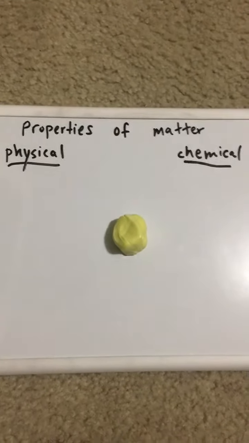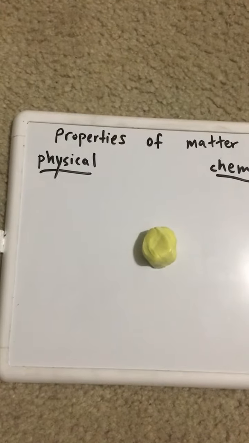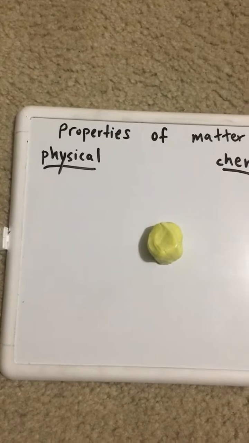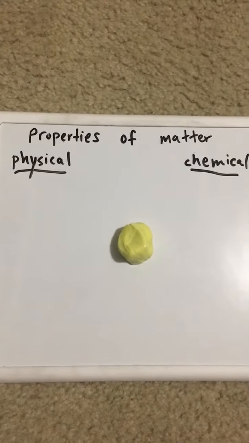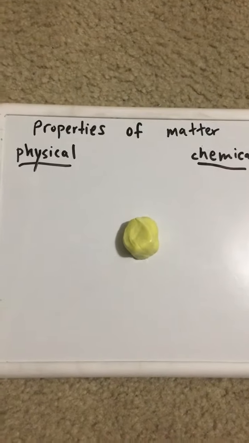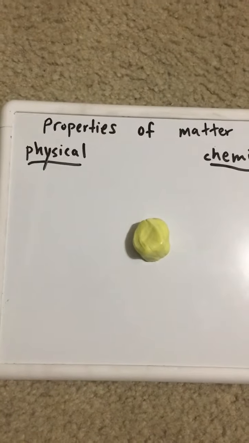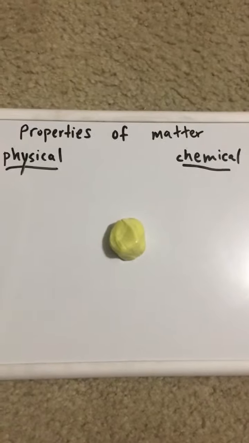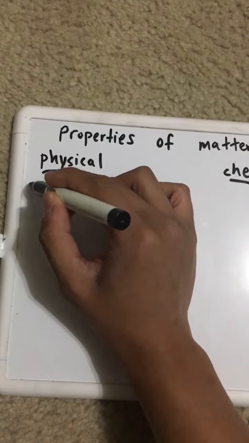We've learned about the different phases of matter and the names of when you change between solid, liquid, and gas. If you haven't seen that video, please feel free to go back and watch it again. So now we'll learn about the properties of matter. There are two, physical and chemical. Let's start off with physical properties.